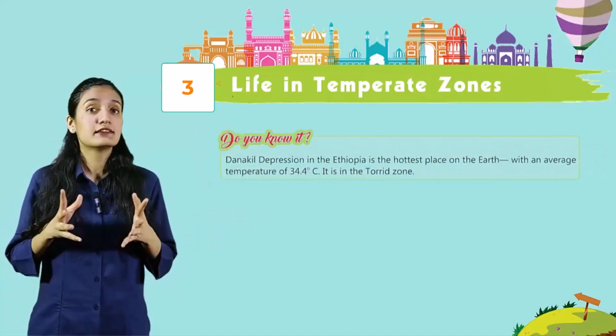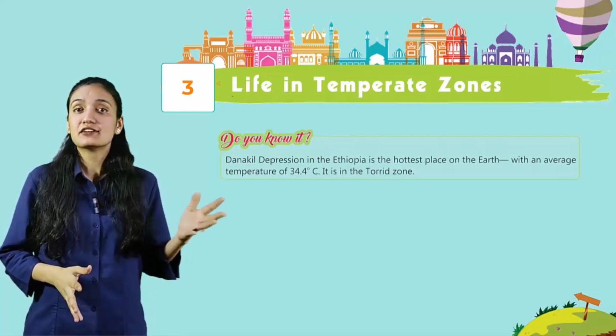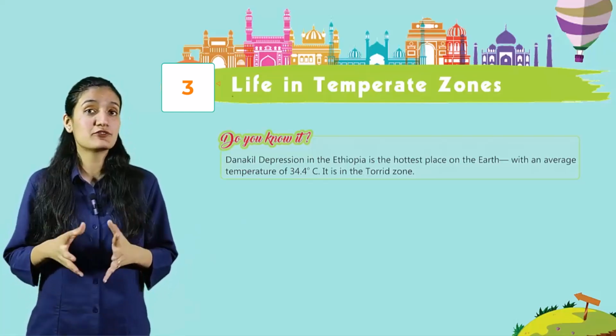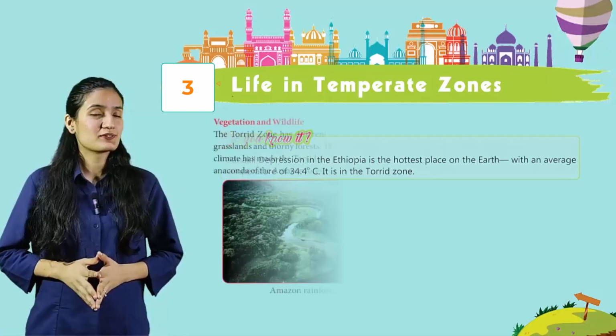Now, do you know? The Danakil Depression in Ethiopia is the hottest place on the earth, with an average temperature of 34.4 degrees Celsius. It is in the torrid zone.